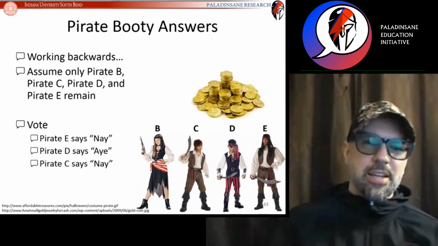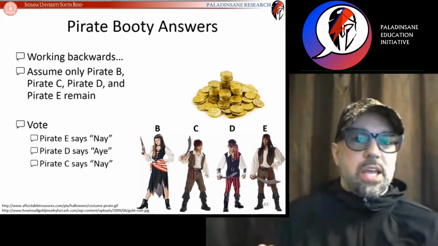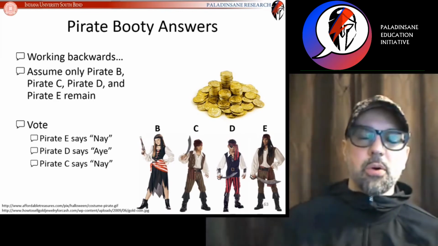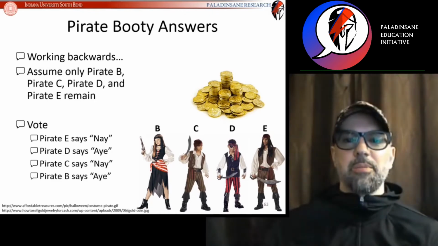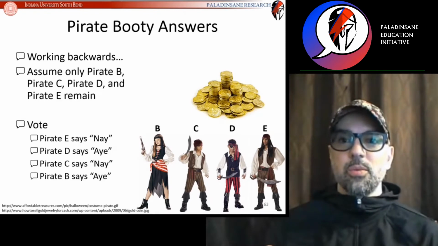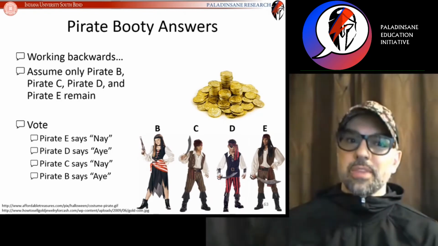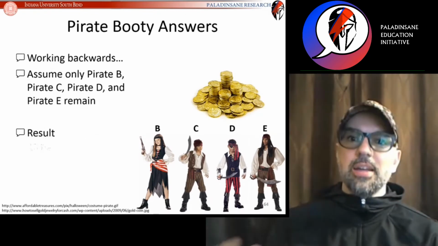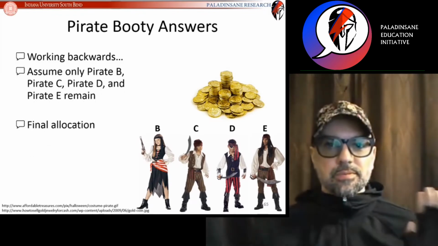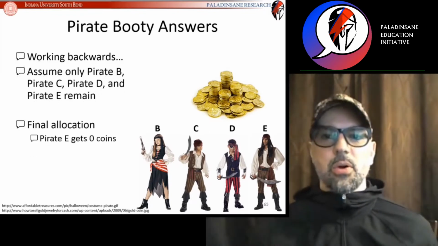Pirate C is going to say nay, because once again, Pirate C is getting 0 coins. Can't do any worse. Let's try to throw B overboard. Finally, we get Pirate B who says aye, and we have a result. We have 2 out of 4. That result is a tie.